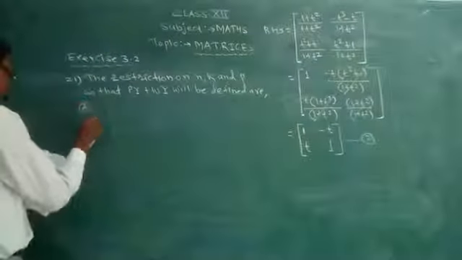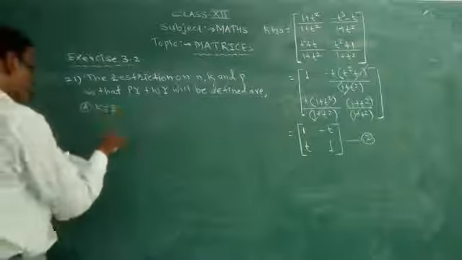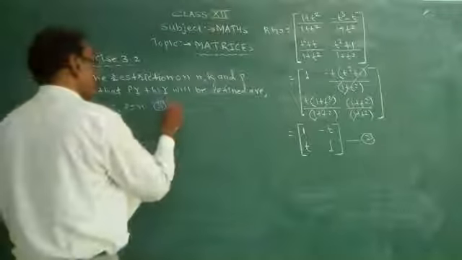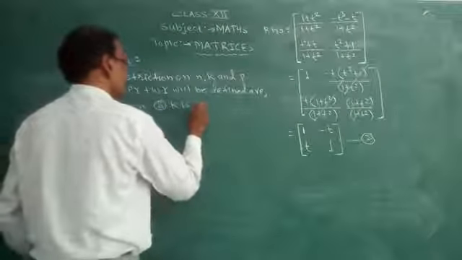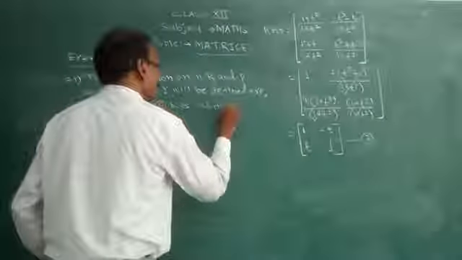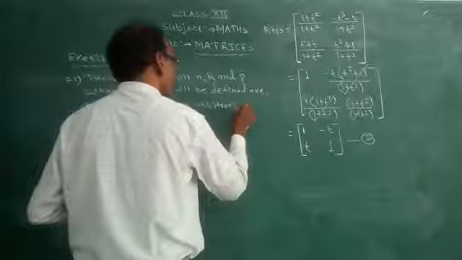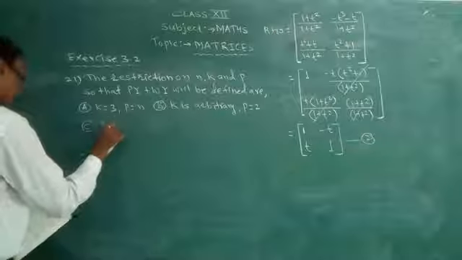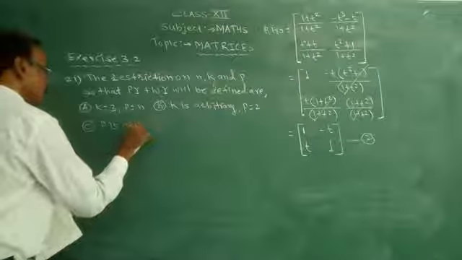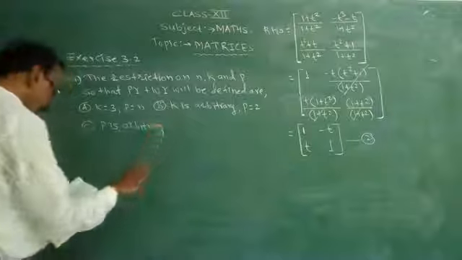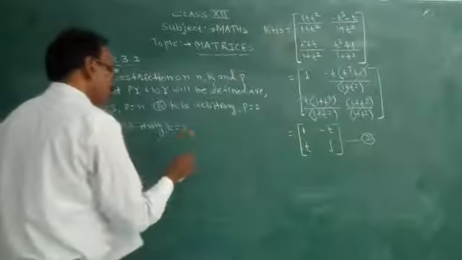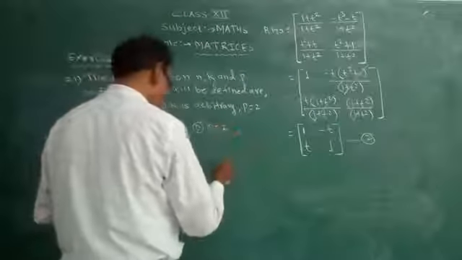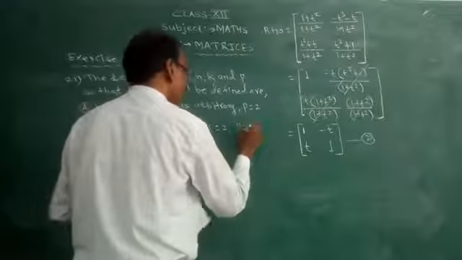Option A: k is equal to 3, p equals to n. Option B: k is arbitrary, p equals to 2. Option C: p is arbitrary, k is 3. And option D: k equals to 2, p equals to 3.